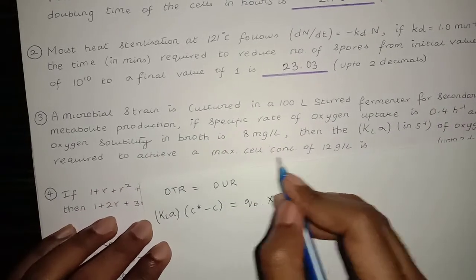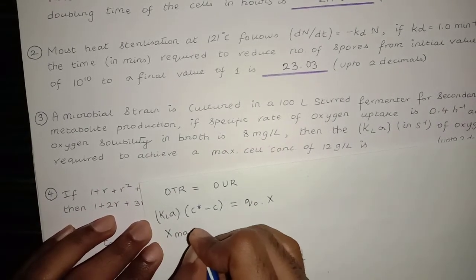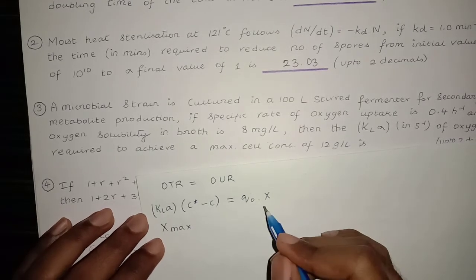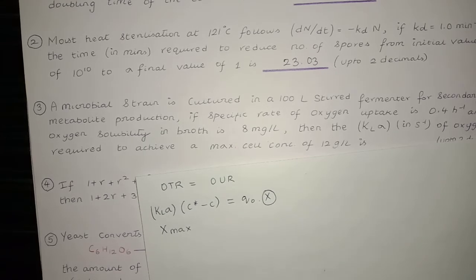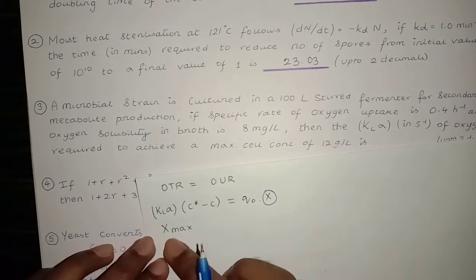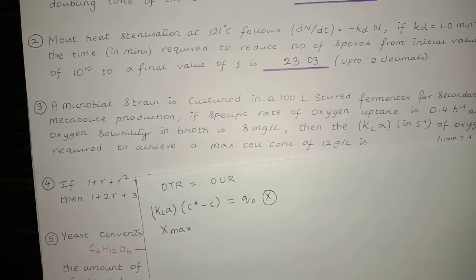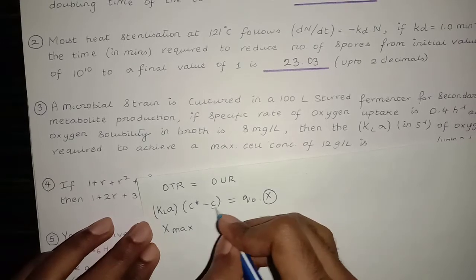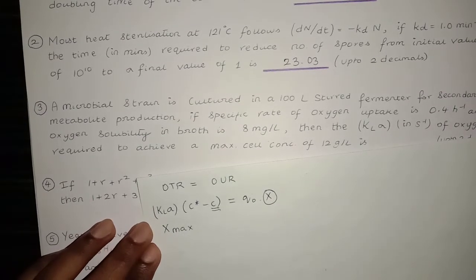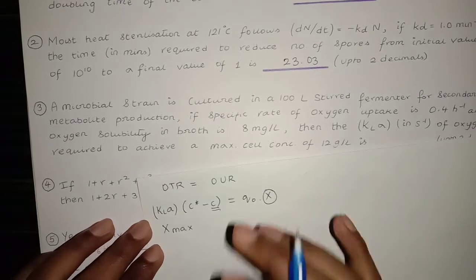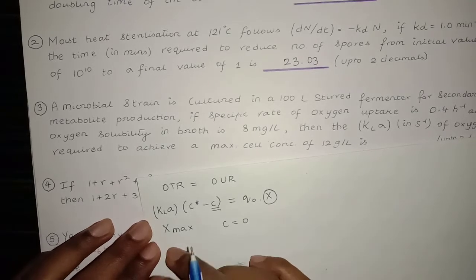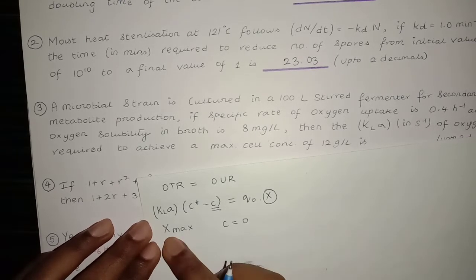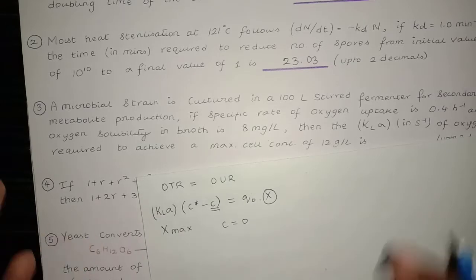So we need to find the maximum cell concentration, that is X max. Then we need to know when the cell population reaches a maximum cell concentration. Cells will reach a maximum cell concentration when all the oxygen that is being supplied is being consumed. That is, there is no free oxygen in the broth. Therefore, the dissolved oxygen in the broth is 0, that is, C is equal to 0. When this condition is met, X is the X max.